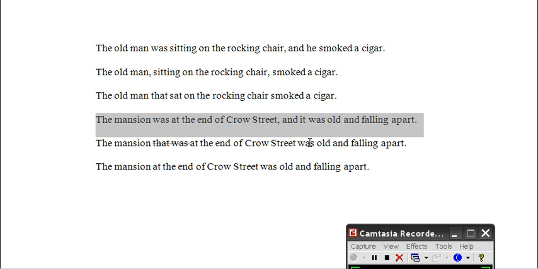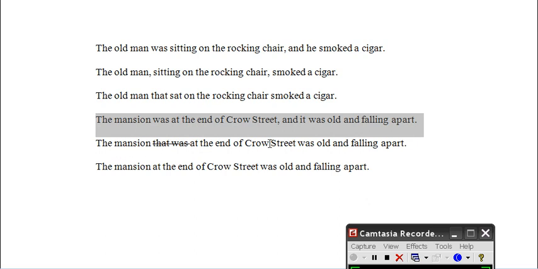Okay, so then you can start using one of the techniques: what information is repeated in both sentences? In this case, the mansion, and it's referring back to the mansion. So the mansion appears in both sentences. That means, since it's an object, we can use a which clause or that clause, and then we can remove it because oftentimes it's not needed. So for example, here, the mansion that was at the end of Crow Street.